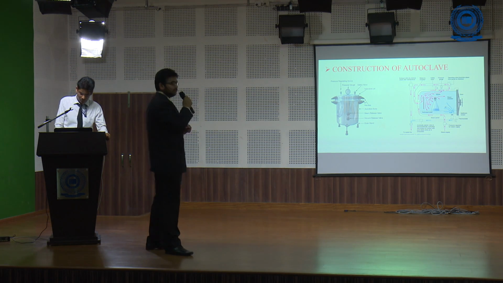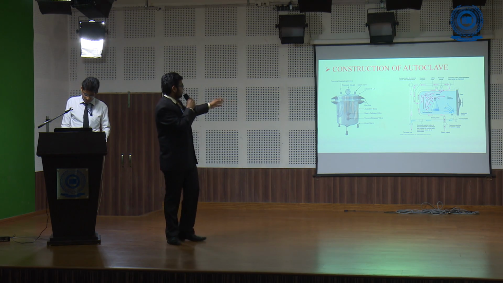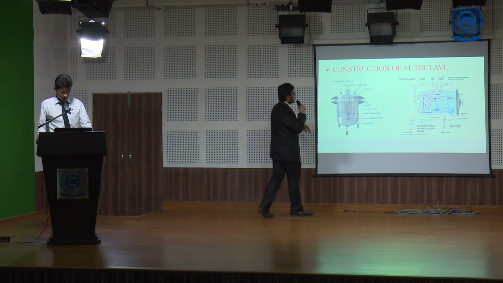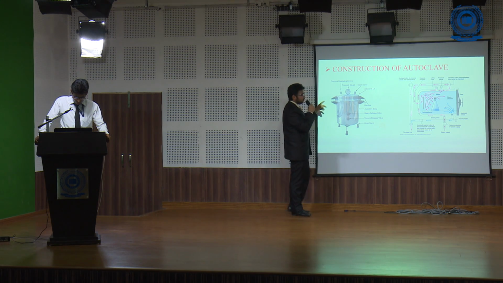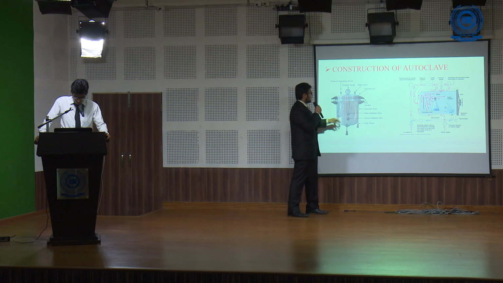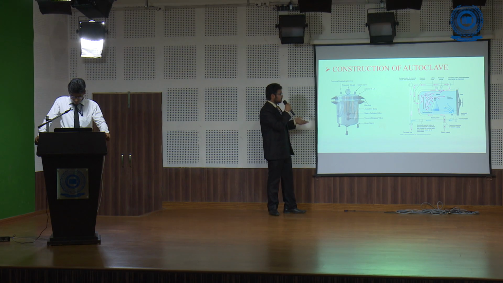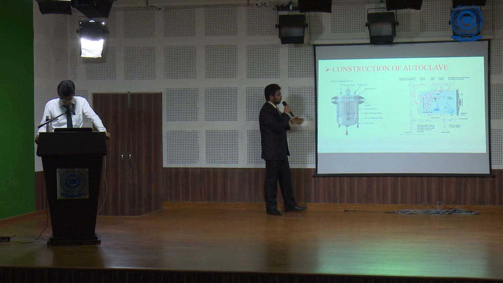Now I would like to introduce you to the instrument construction of the autoclave. It is the outermost view of the autoclave. The pressure regulating valve is present here, which regulates the pressure inside the autoclave. This pressure gauge tells about the amount of pressure inside the autoclave. The safety valve is present here to remove the excess steam inside the autoclave. This autoclave lid is the outermost cover of the autoclave. A pair of handles is also given to carry the autoclave from one place to another.